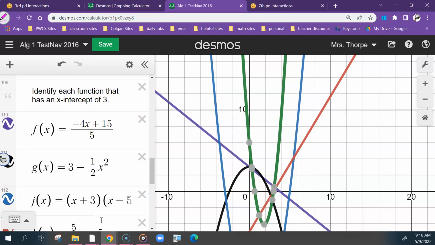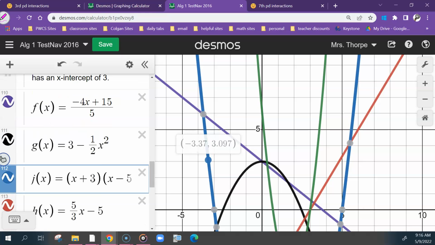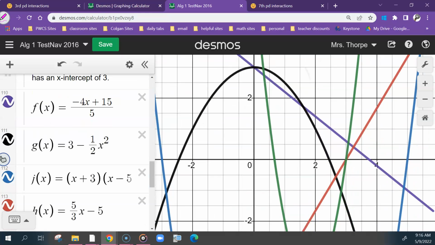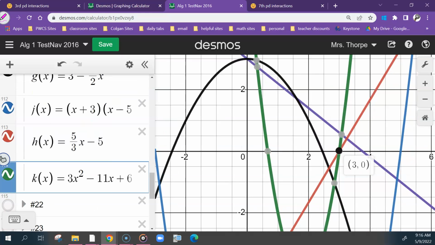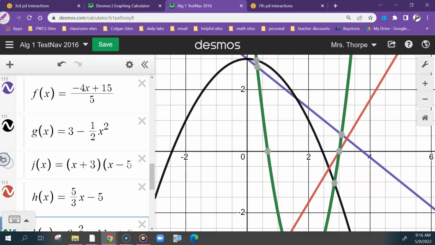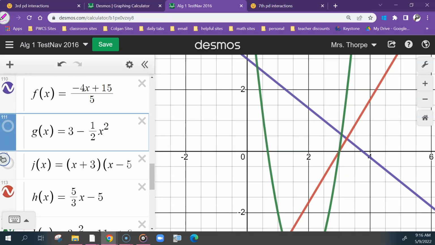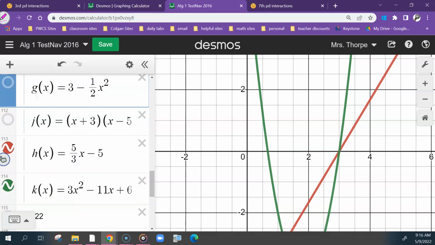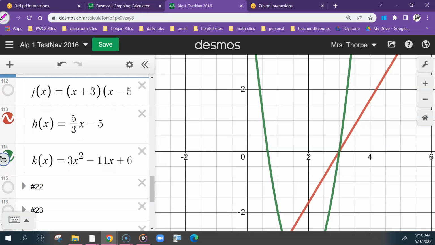So we are looking for which of these values goes through your x-axis at 3. Which ones do that? Green and red. Blue does not. Black does not. Purple does not. So our green and red ones would be the 5 over 3x minus 5 and the 3x squared minus 11x plus 6.